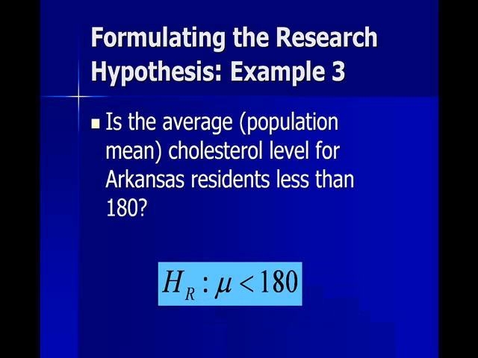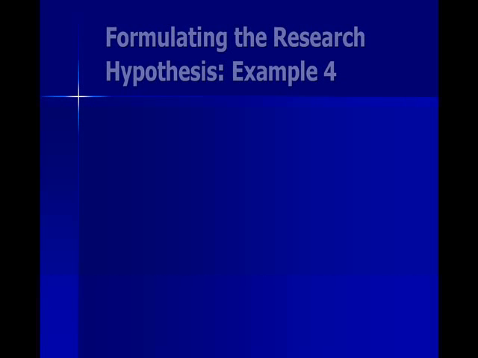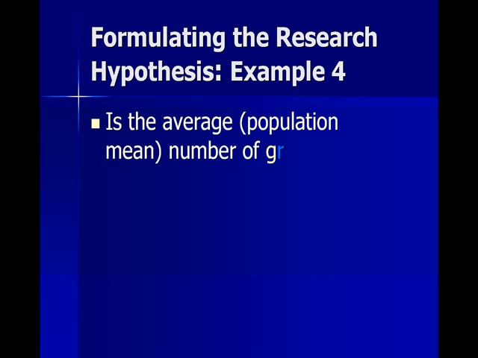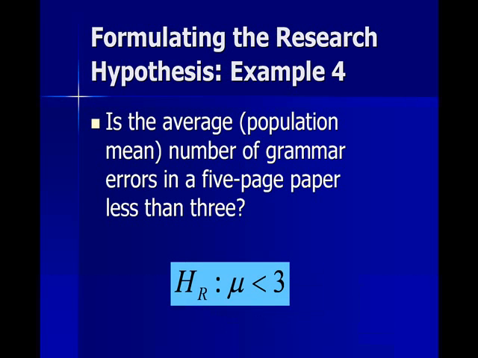Mu less than 180. Now we're going to call this, when it has a less than, one-tailed lower. You'll see why we call it that later. When we had the greater thans, that would be one-tailed upper. Next, the population mean number of grammar errors less than 3. Mu less than 3.